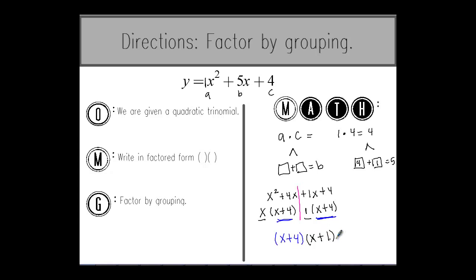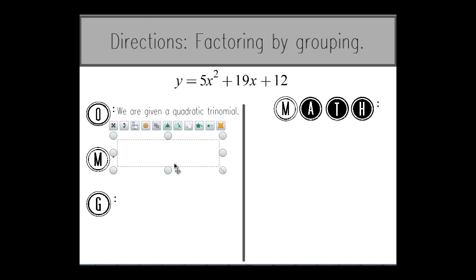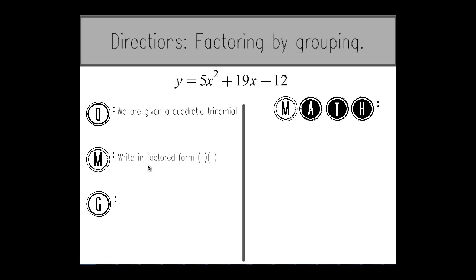To check it, we can take it and FOIL it out and make sure that it gives us x squared plus 5x plus 4. So now that we've factored it and we've got it into our factored form, our 2 parentheses, we are done with this one. Our next problem is the same. We are going to factor this problem. The first thing we observe is that we are also given a quadratic trinomial. Our mission will be the same as the last one, write in factored form or in the parenthesis form.